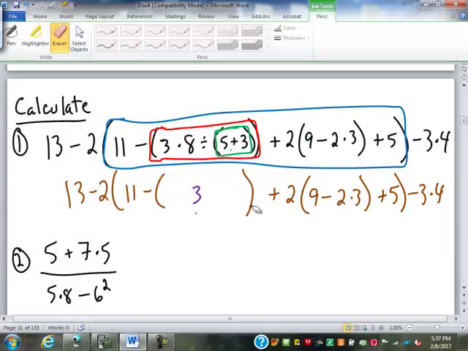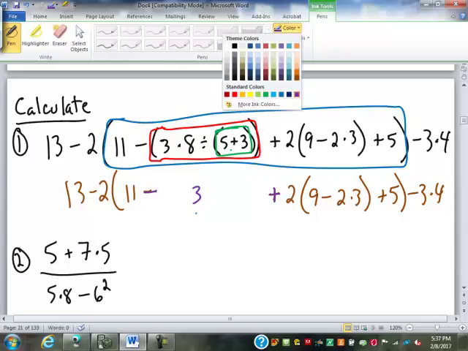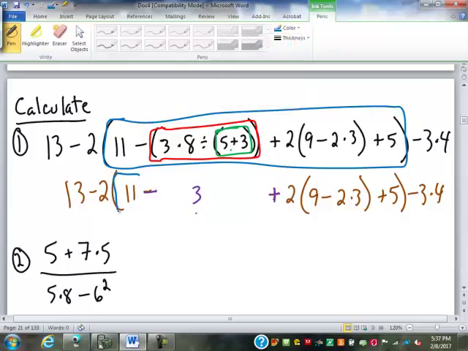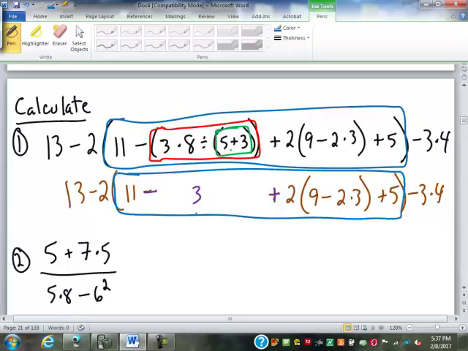Now I've got what's in that parentheses, that was the red box, reduced to a single number. So once again, I can take out those parentheses. Note that there is already an operation before and after those parentheses, so when I take them out, that's all I need to do. So now we're back out to the bigger set of parentheses. That was the blue box.